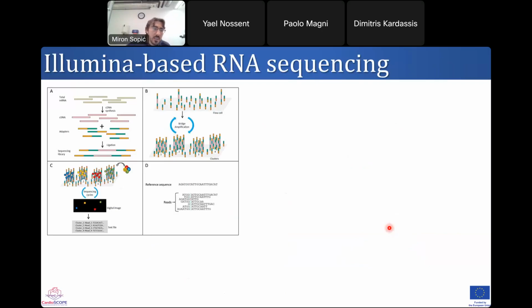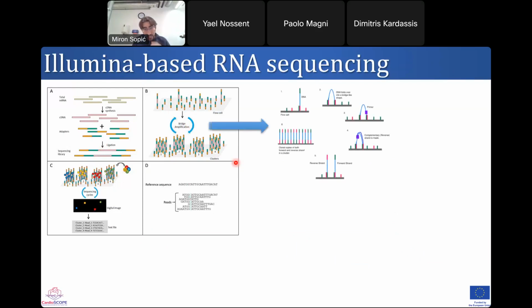So let's try to understand how Illumina RNA sequencing is done, or basically cDNA sequencing. As I mentioned earlier, the first steps are converting RNA to cDNA and ligating certain adapters. Now, why are these adapters important? They are important because of the next step. And in the next step, you have what we call bridge amplification.